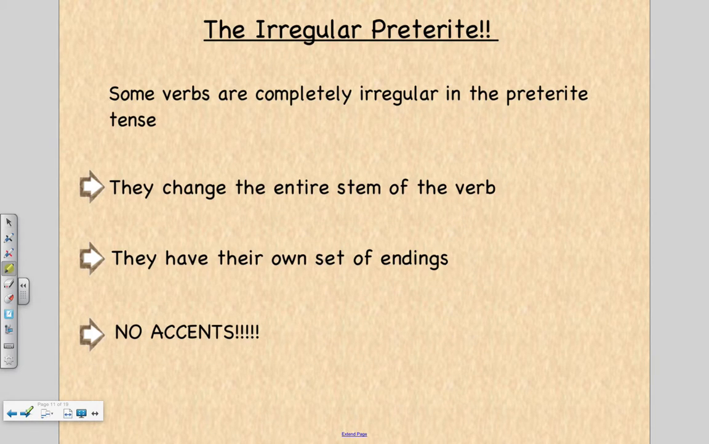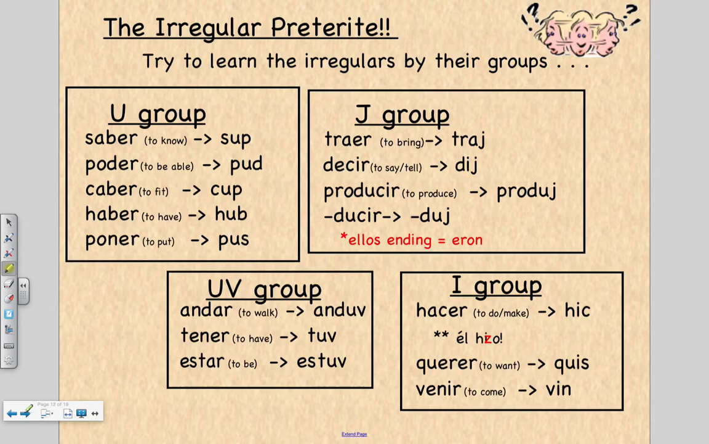And last but not least, the irregular preterite. Some of you may have learned these as QVC pep hats. I have a major issue with QVC pep hats. I will explain my problem with QVC pep hats later. What is important to remember is these verbs change the entire stem of the verb. They have their own set of endings. There's one set of endings for all these irregular preterite verbs that you're going to see on the next slide. And there are absolutely no accents.